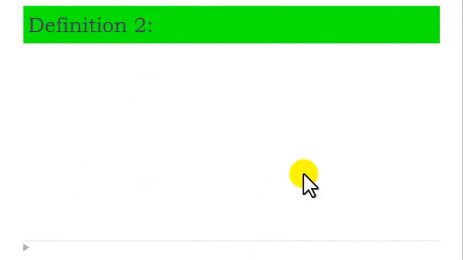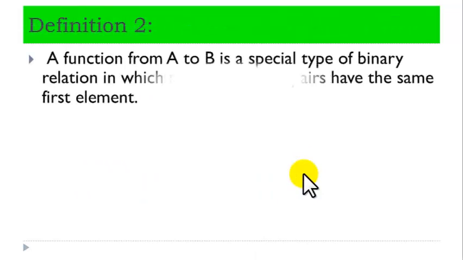Definition 2. A function from A to B can be viewed as a special type of binary relation between A and B, in which no two ordered pairs have the same first element.